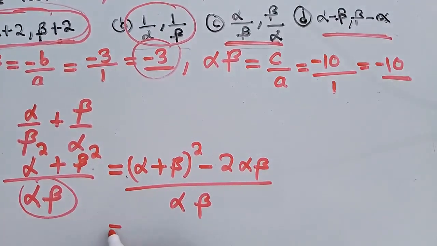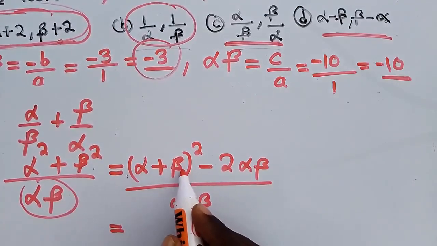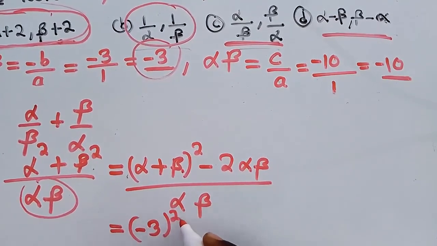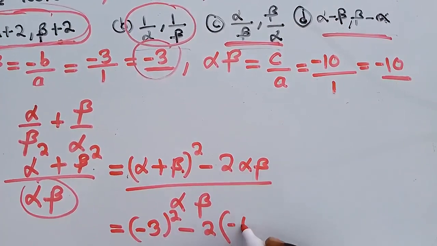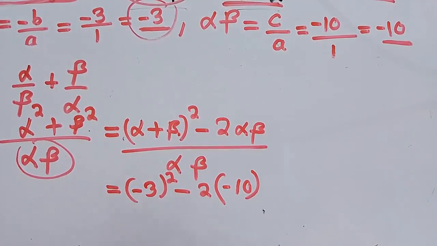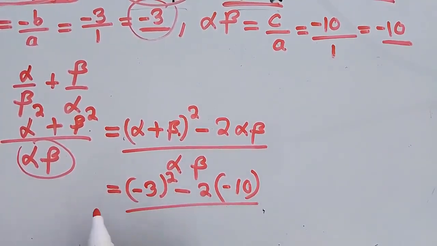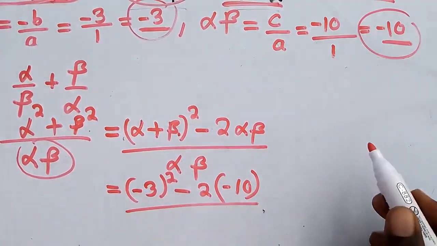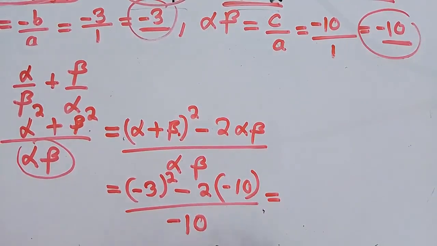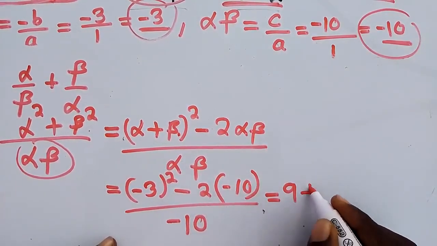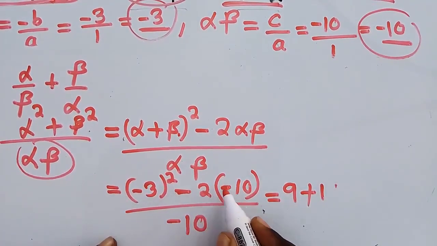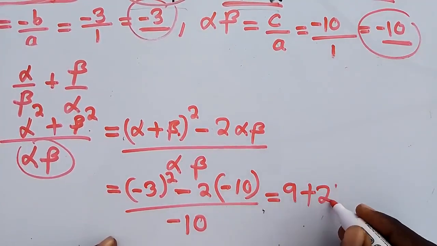This will now be equal to alpha plus beta, which is the sum, negative 3. So you are going to say negative 3 squared minus 2 alpha beta, where alpha beta, the product of the roots, is negative 10, over alpha beta, which is negative 10. That is 9, then plus 10, because negative 10 times 2 gives 20 there.